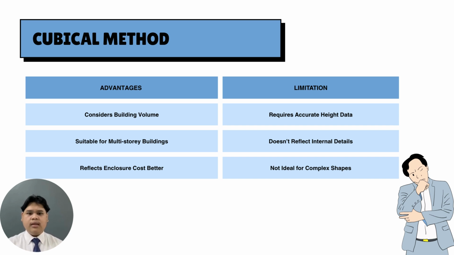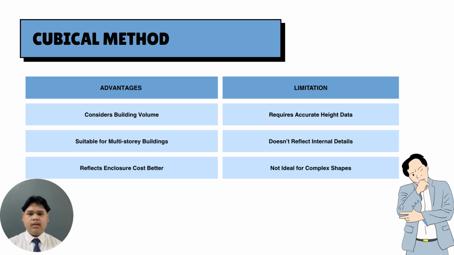The cubicle method is a more accurate estimating technique compared to the floor area method, as it takes into account the total building volume. This makes it especially suitable for multi-story buildings like schools, hospitals or factories, where height plays a major role in construction costs. It also better reflects the cost of enclosing the space, which is useful when wall height significantly impacts the budget.